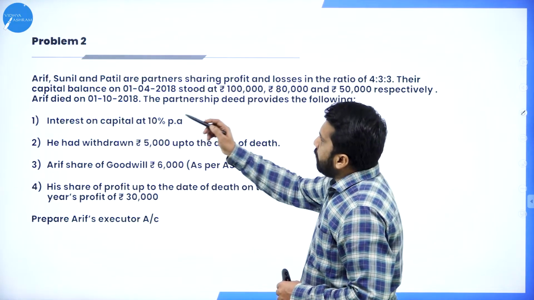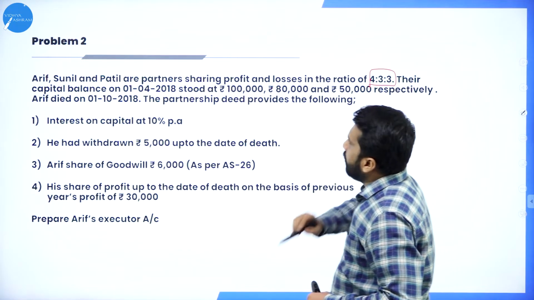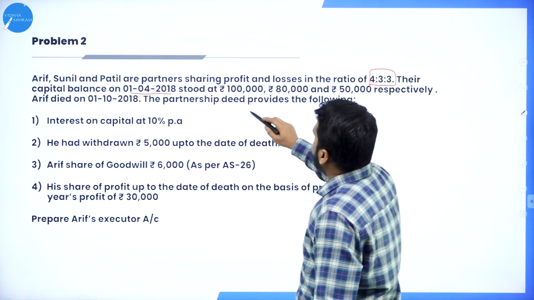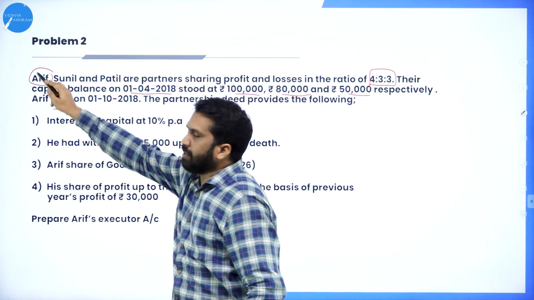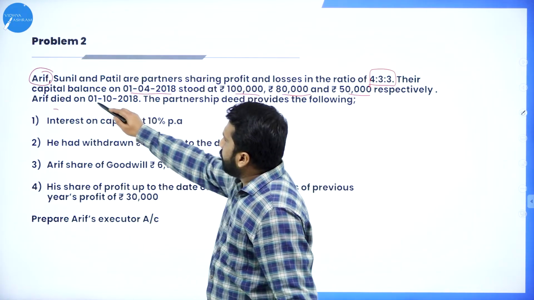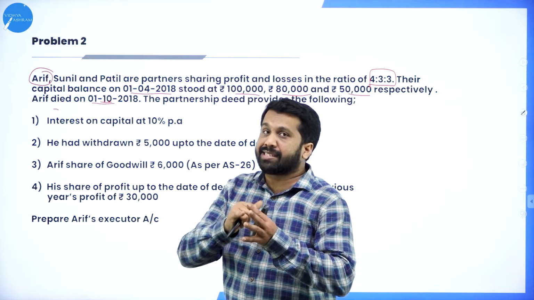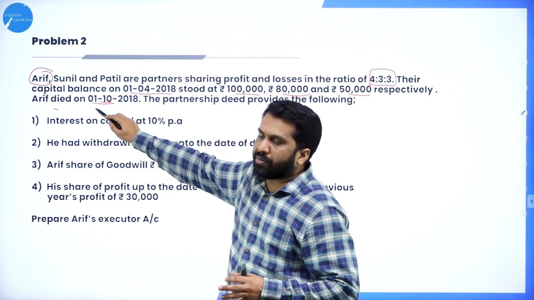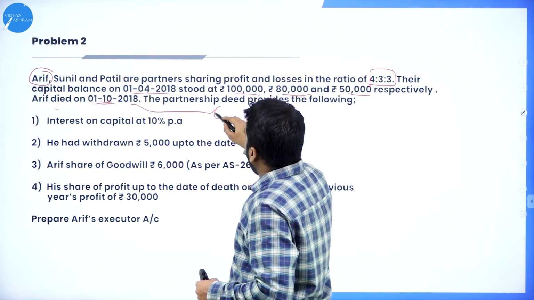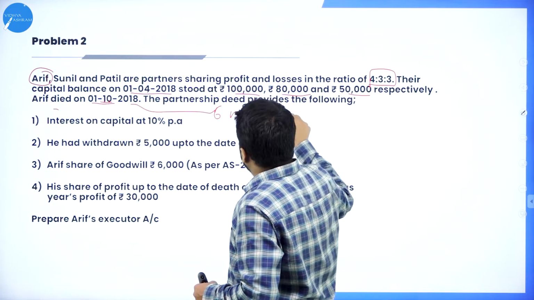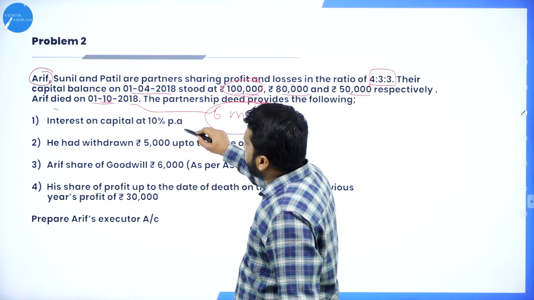Now, Arif, Sunil and Patil are partners, sharing profit and losses in the ratio of 4:3:3. Their capital balances on 1/4 stood as 1,80,000, 50,000 respectively. Arif, the first person, died on 1st October. Consider April, May, June, July, August, September. Don't consider October. If he died on 1st October, October should not be considered. He was alive for how many months? All the calculation is for 6 months. Now, you know the capital, 1 lakh. You know what the interest on capital is.